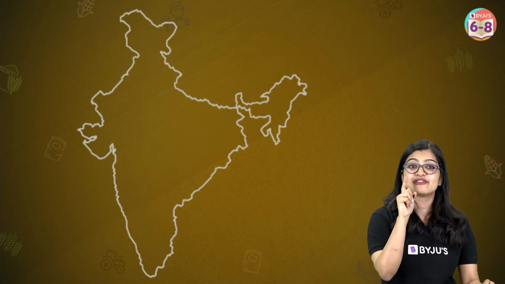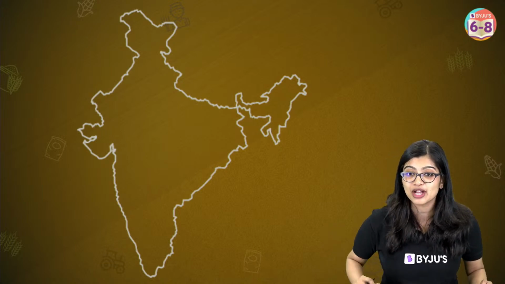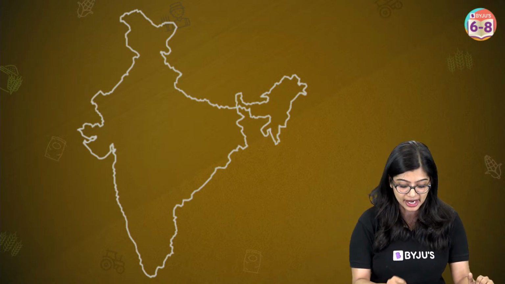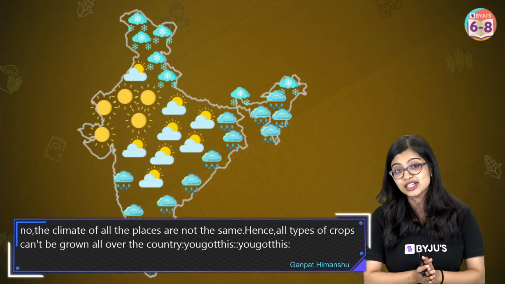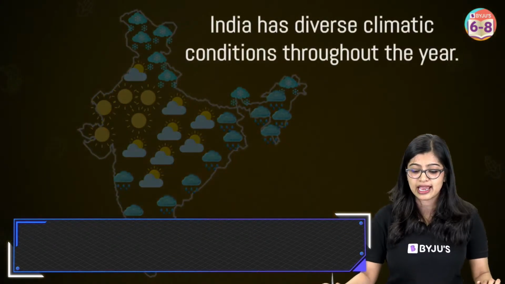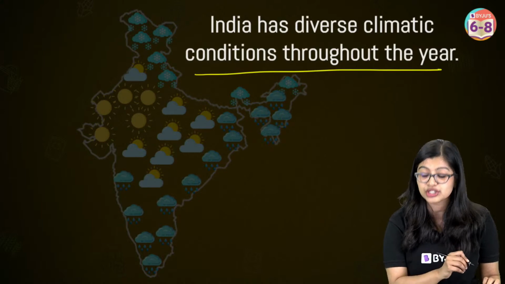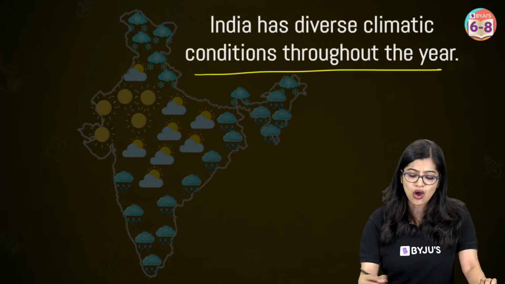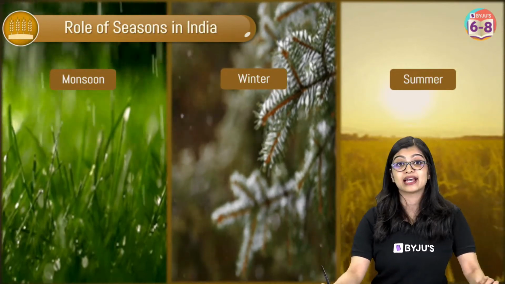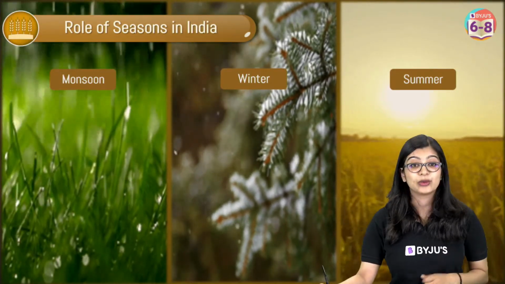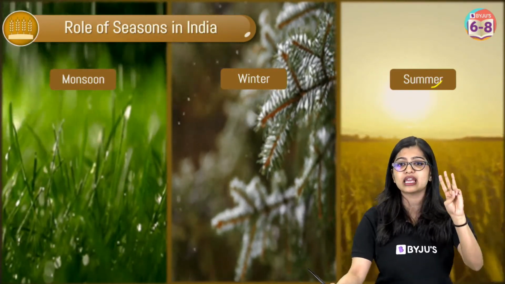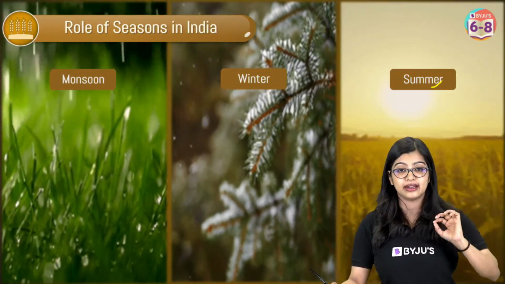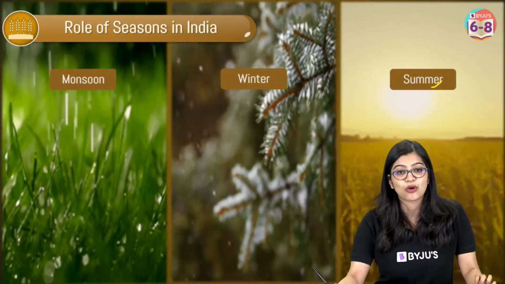Yes, I can see a very interesting point put by Himanshu, who said that there are different kinds of climate all over India. Different parts of the country have different climatic conditions. So it is safe for me to say that India has diverse climatic conditions throughout the year. Very broadly, I can categorize them as monsoon season, where it rains a lot, winter season, and summer season. These are the three broad seasons that we will find in India. This is very, very important.